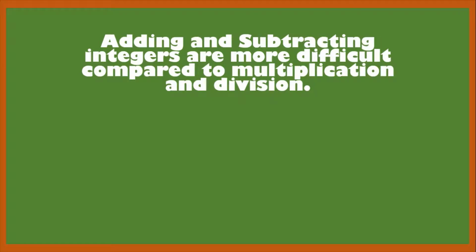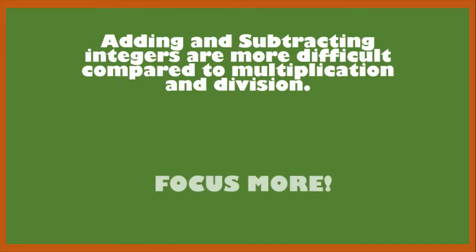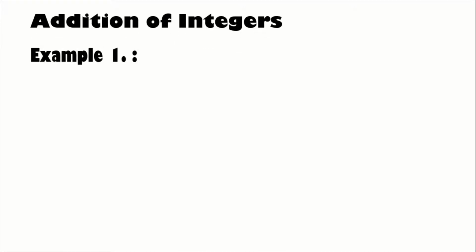Okay? So let's go to the third operation. You might be confused why we first did the multiplication and division. This is the explanation for that. Adding and subtracting integers are more difficult compared to multiplication and division. In adding and subtracting integers, we also have a set of rules, but it is more difficult. So in this topic, we need to focus more. So we have addition of integers.